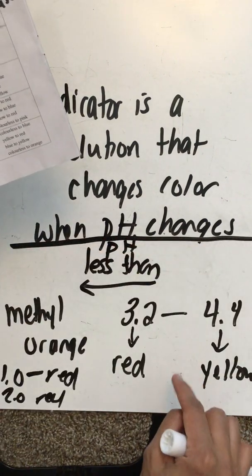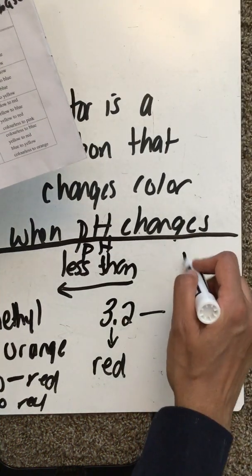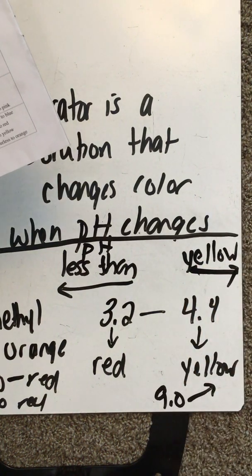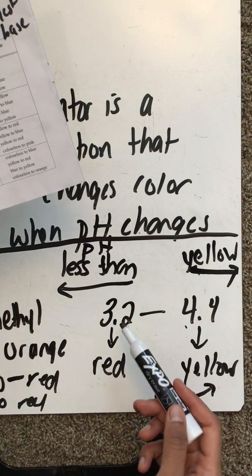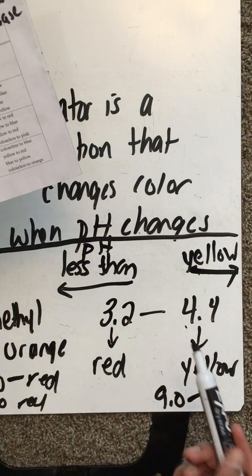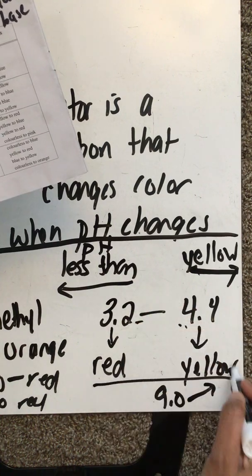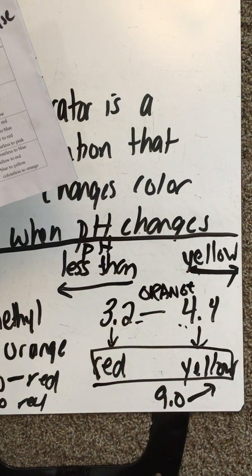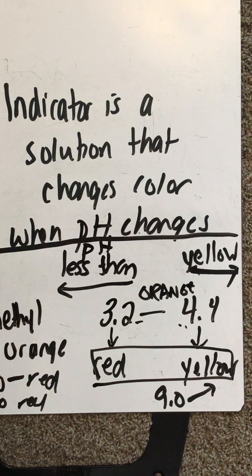And then anything that's 4.4 or greater is going to be yellow. So let's say at pH 9, it's going to be yellow. So anything 4.4 or higher, the pH will be yellow. Anything 3.2 or less will be red. And anything in the middle between 3.2 and 4.4 will be, well, what do red and yellow make? Orange. And there you guys go. So that's how it works when you read the pH acid-base indicator chart. I'll do one more so that everybody understands how this works.